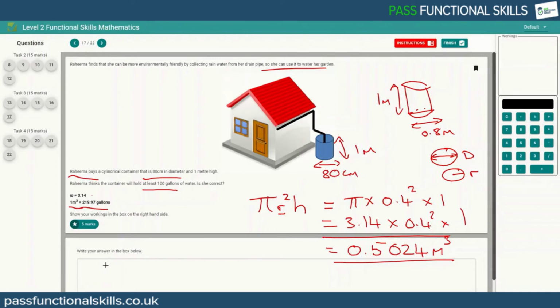So what we just need to do is multiply this term, 24 times 219.97, and typing that into the calculator, it should come out as 110.51 gallons.